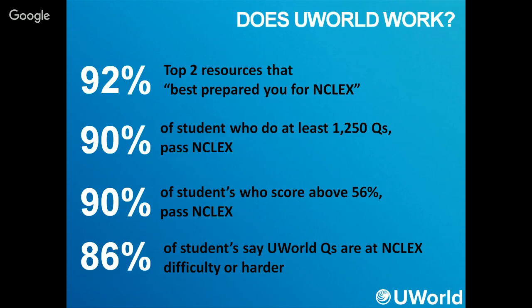Some other information we wanted to share was, we also asked students how many questions overall did you complete out of the question bank, and what was your overall percentage score? If they did a minimum of 1,250 questions, or if they were scoring at least 56% or higher overall in the question bank, they passed the exam at a 90% rate. And we feel like that goes to show the level that we create our questions at, because students are just barely getting over half of our questions right, and they're still doing really well when they go to sit for the exam.